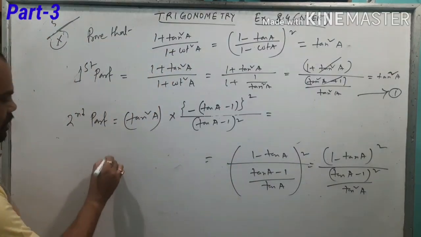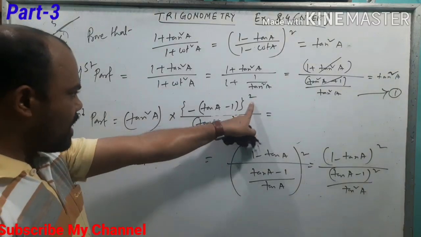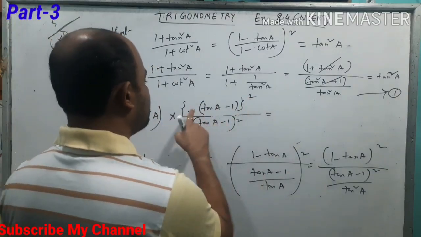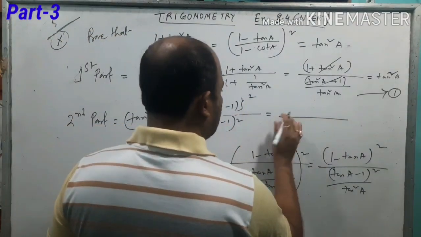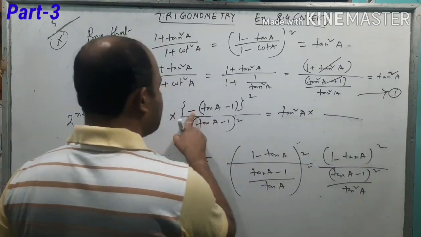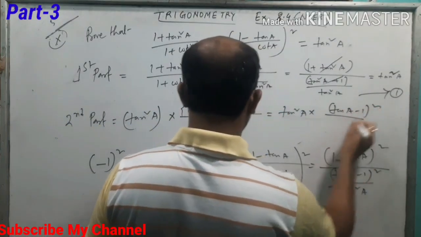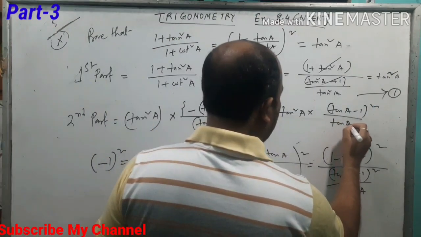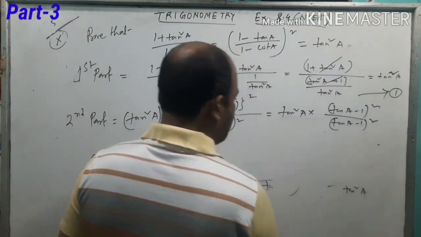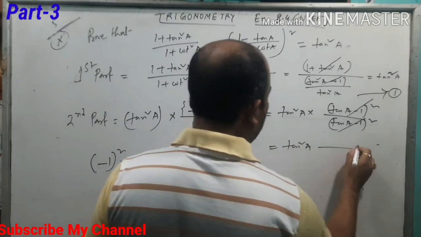As you can see, you know this fact: minus 1 square equals what? It is plus 1. So as a square is there, no negative effect of this sign will be there. In the first term it is tan square. Now as minus square is plus, it will be tan a minus 1 whole square in the numerator, and in the denominator it is tan a minus 1 whole square. Now see, these two terms are the same. Now we can cancel them, and the term equals tan square a.